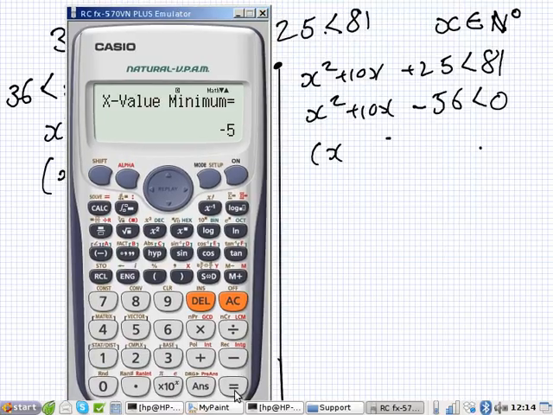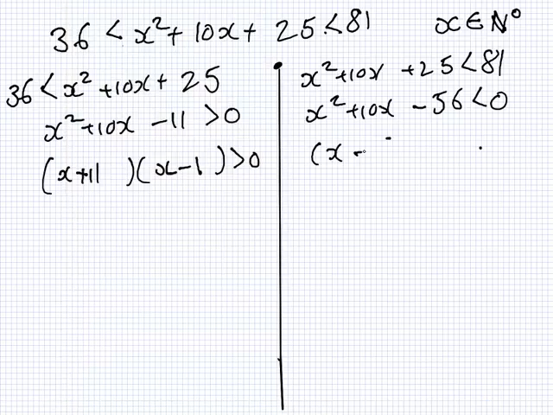And then here, let's go again, mode 53, and then we have 1, 10, and then minus 56. So here it's x minus 4 and x plus 14. x minus 4 and x plus 14.